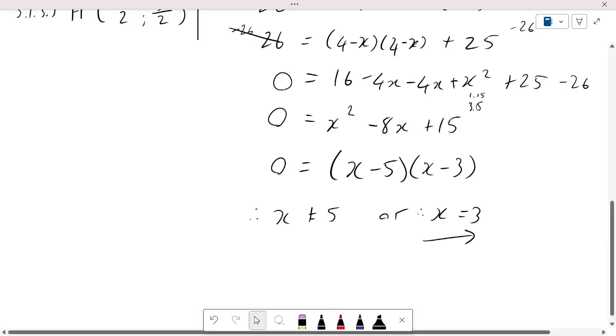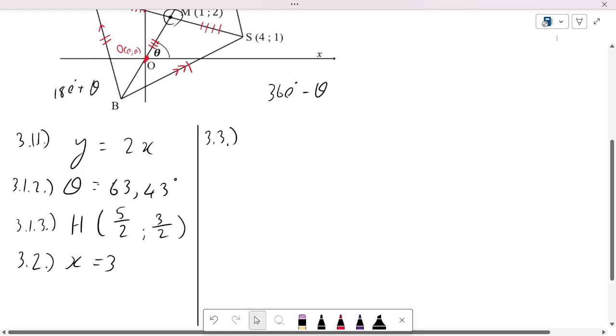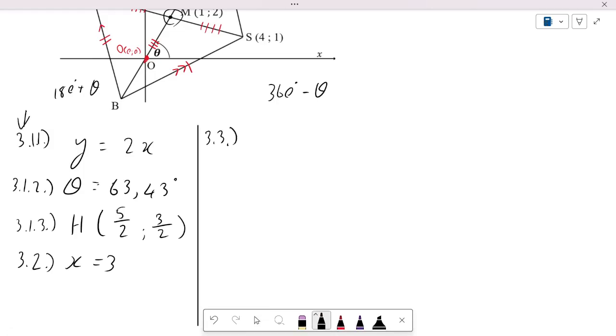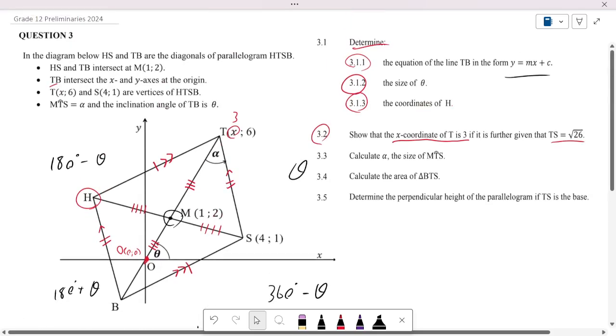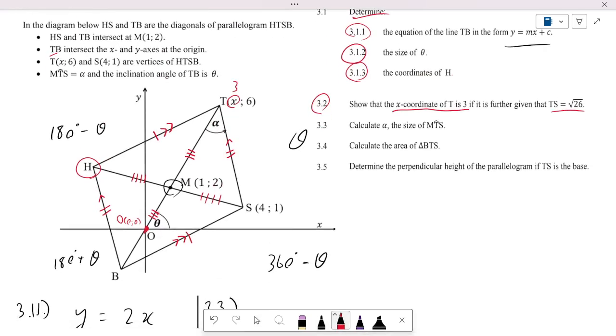3.2. Let's move on to the next one. I hope you like my setup, by the way. So I'm keeping the answers right over here on the left hand side, and the right hand side here I'm going to be solving for these answers. Okay, so we're done with question 3.2.